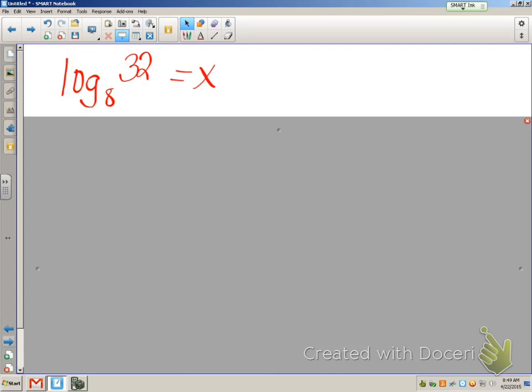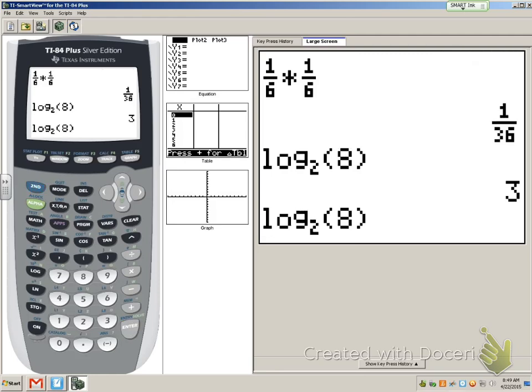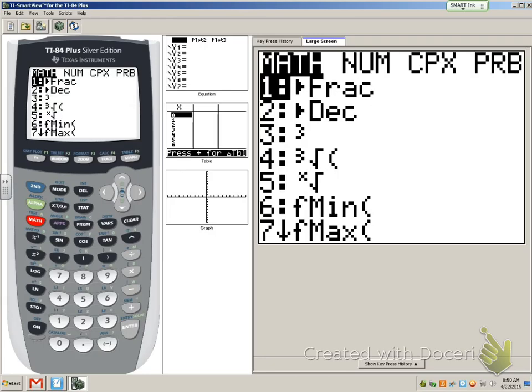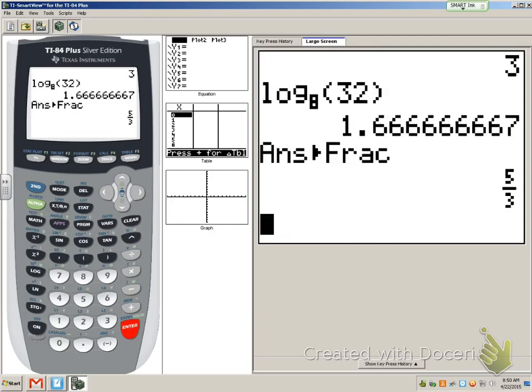Log base 8 of 32 equals x. Solve for x. You're probably going to want to go to your graphing calculator. I'm just going to hit second enter and then evaluate. It was log base 8. So I'm going to change that 2 to an 8 because it was log base 8 of 32 equals 1.6 repeating. I don't want my answer in that, so I'm going to convert it to a fraction. So hit math, change the answer to a fraction, enter, and it is 5 over 3.